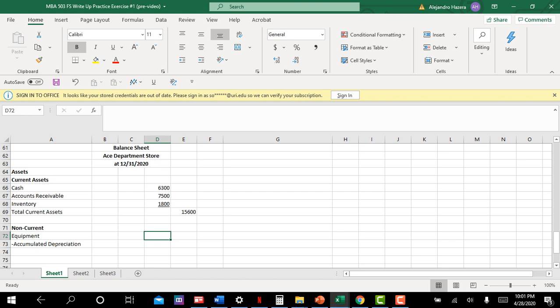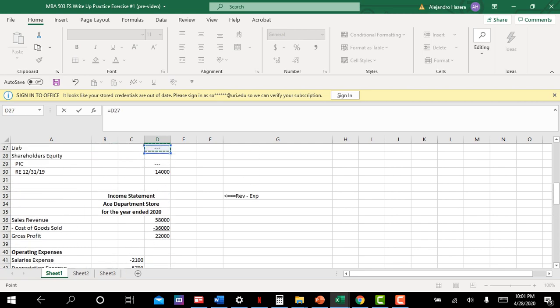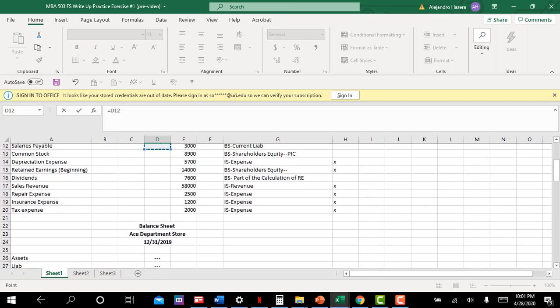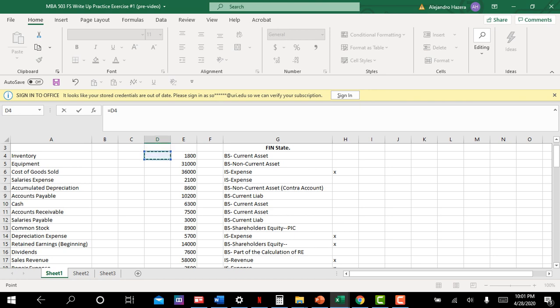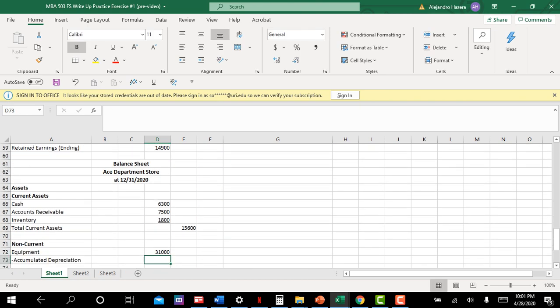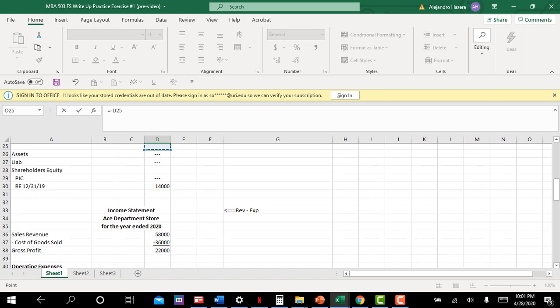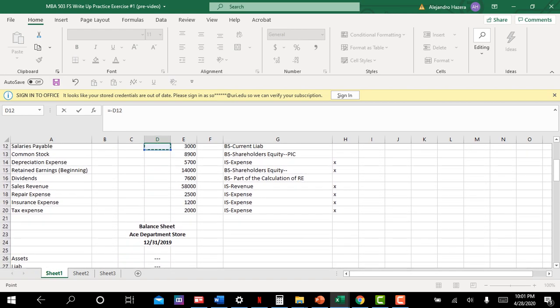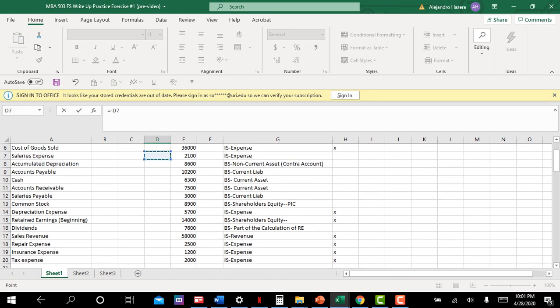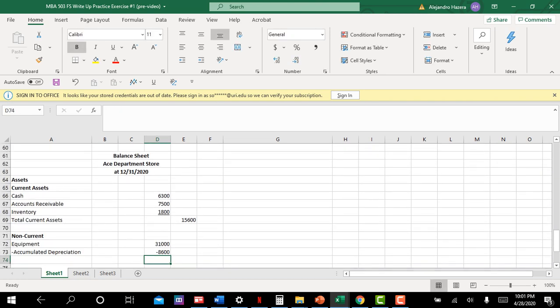So we're saying that your equipment has a value of, let's see, go up here. Your equipment has a value of $31,000. That's how much you paid for it. But against that, over the years, you have accumulated depreciation, and I'm using this term as both a noun and an adjective in a sense. You have accumulated depreciation of $8,600.